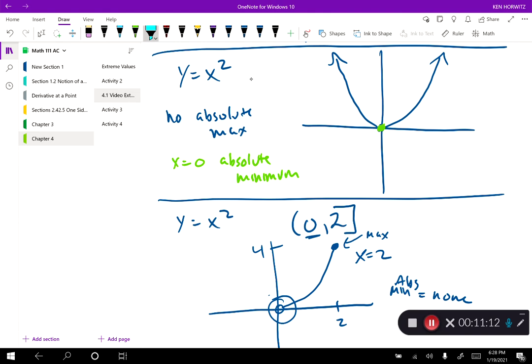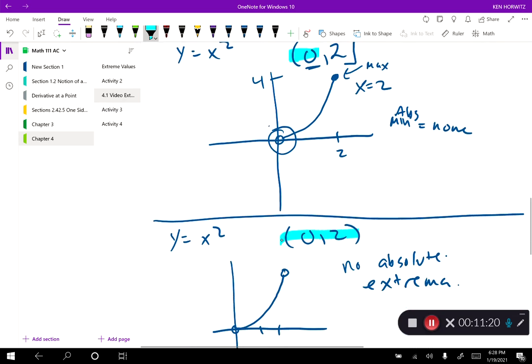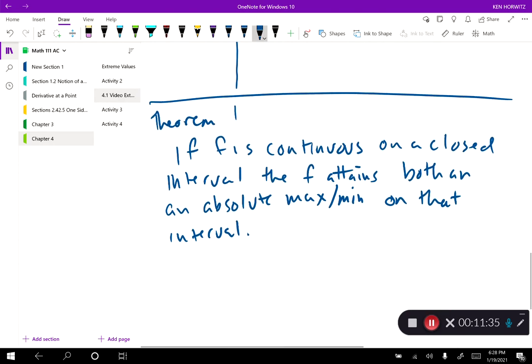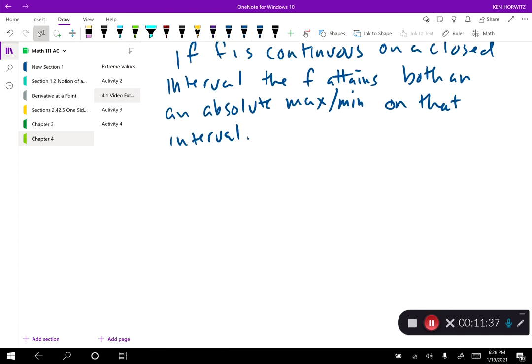Now here, we had a completely open interval, right? Here we had a partially open interval. And here we had just a generally open interval, all right? Those, you could have an absolute max, you could have an absolute min. You don't have to, though. It's not a requirement. All right. So that is that first theorem. So that's something to look out for. If you have a closed interval, there has to be an answer for absolute max, absolute min. All right. So let's talk about the first derivative.